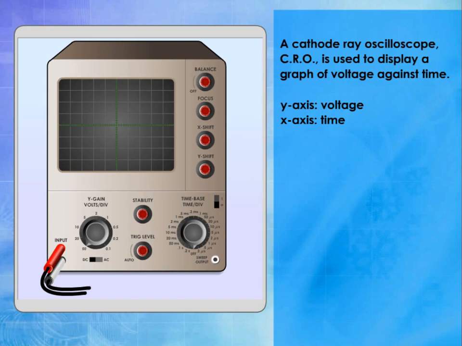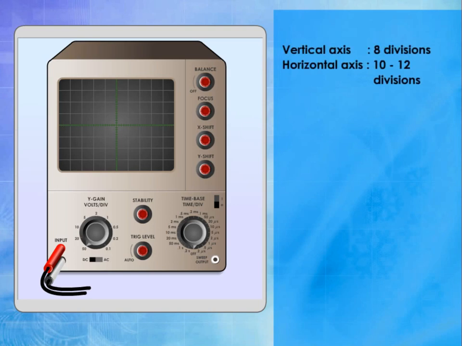A cathode ray oscilloscope, C.R.O., is used to display a graph of voltage against time. Voltage is plotted on the vertical or y-axis, and time is plotted on the horizontal or x-axis. The screen of the C.R.O. normally has 8 divisions on the vertical axis and 10 to 12 divisions on the horizontal axis.